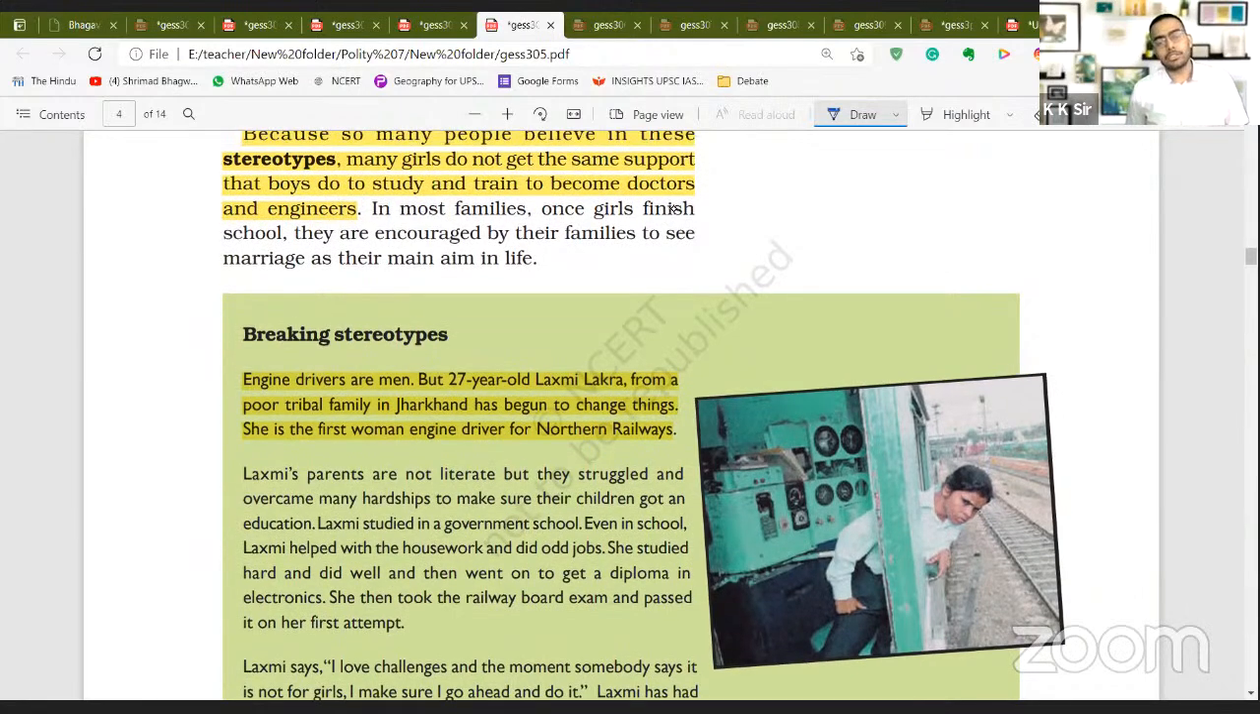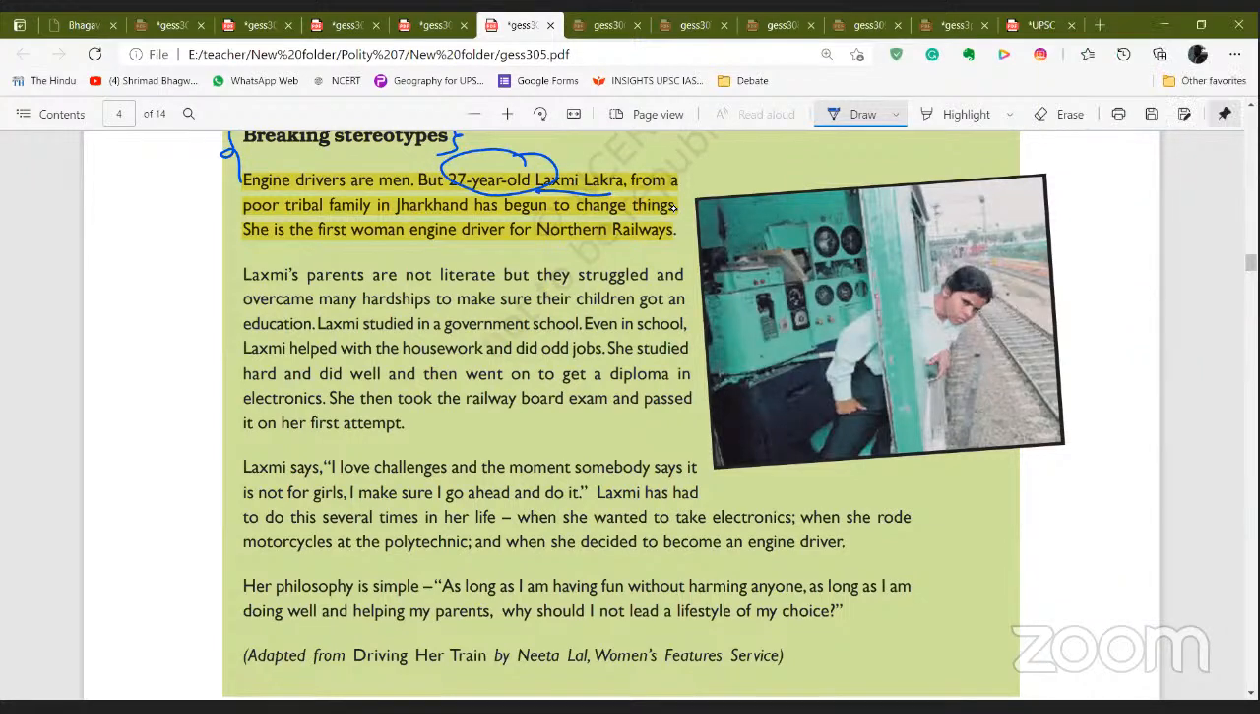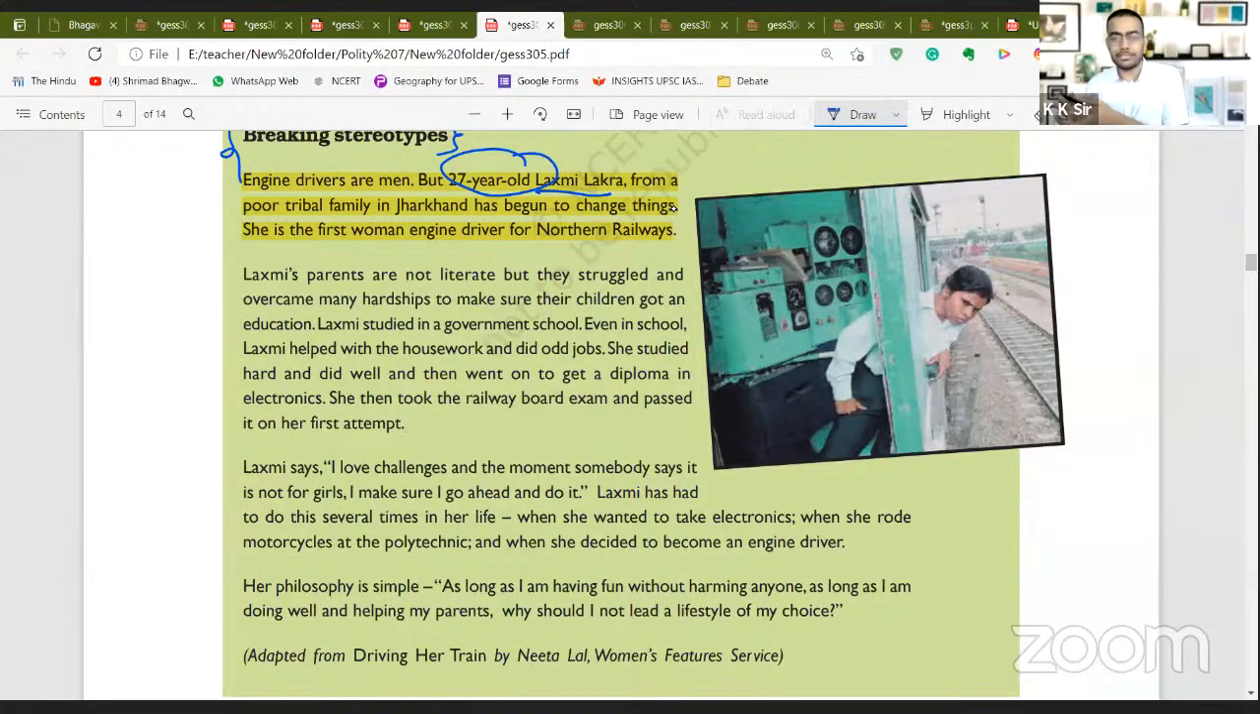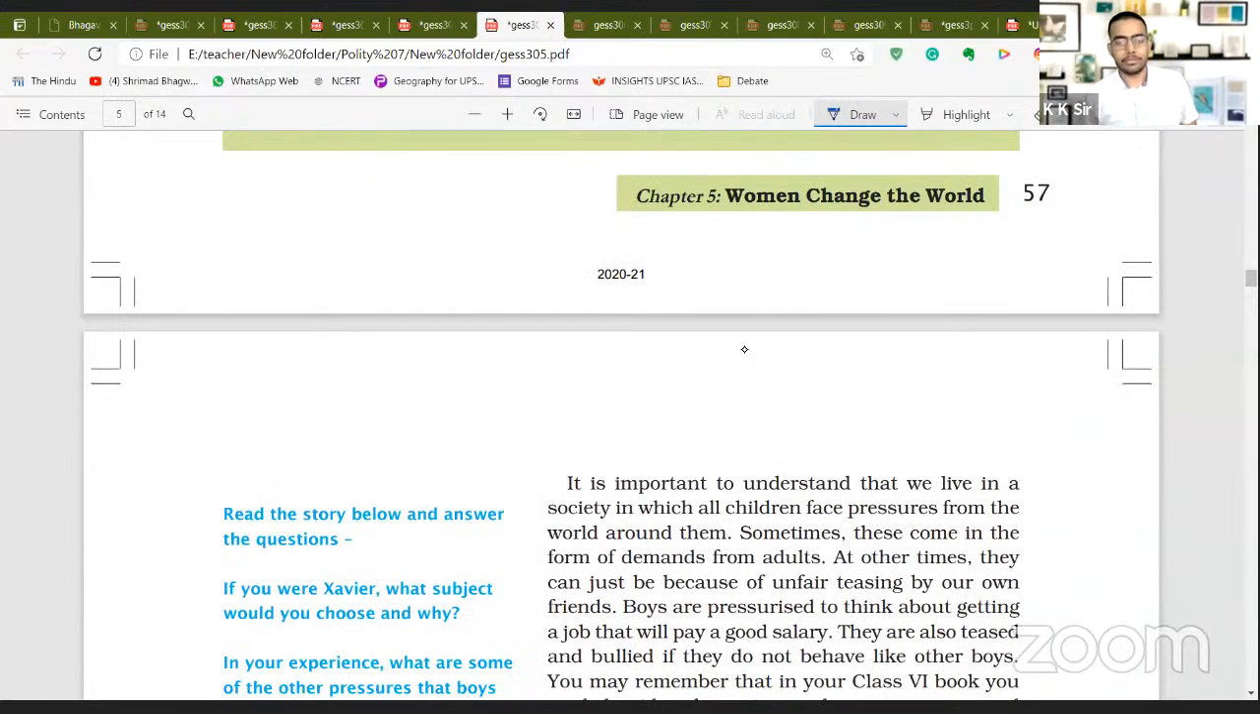Okay, so breaking the stereotypes. This is Lakshmi Lakra from Jharkhand. At the age of 27, she became the first woman train driver. At that time, it was a job specifically reserved for males. Nobody would have dared to enter this field, but she took the challenge and became a train driver. We need many such people.